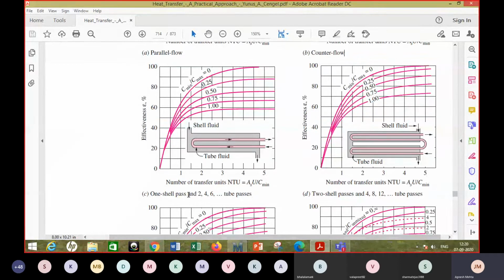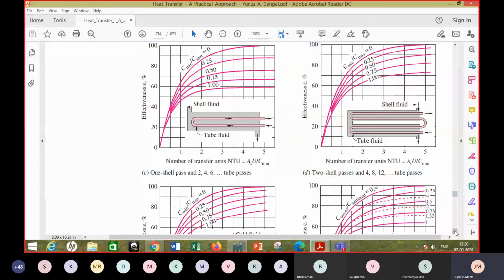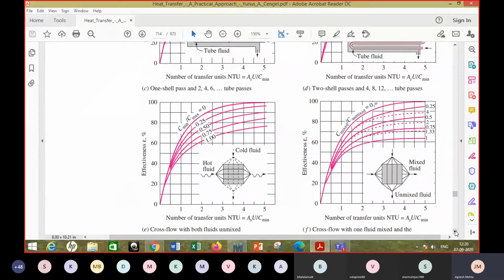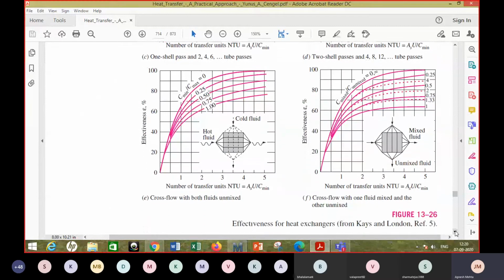If you have one shell side pass and multiple tube passes like 2, 4, 6, in that case, this is another graph that you may have to use, right? So different graphs are available or plotted for different types of heat exchangers and different types of configuration. And then this E and F are for the cross flow heat exchanger.